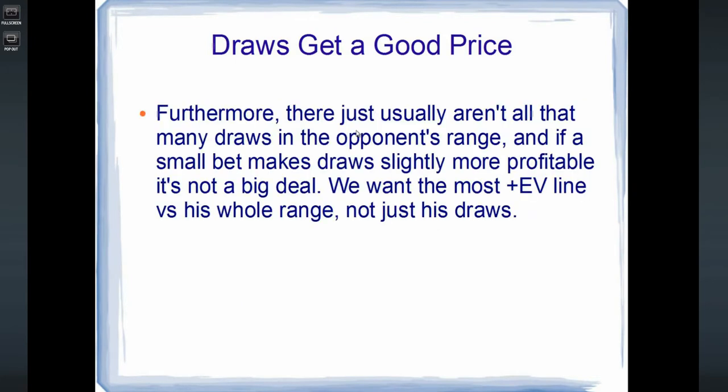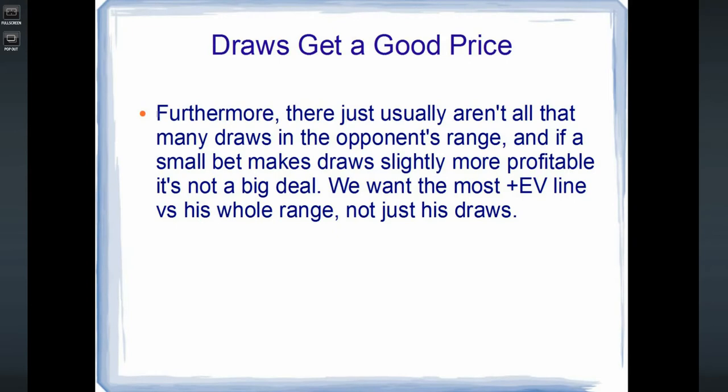So, more on draws getting a good price. Furthermore, there just usually aren't all that many draws in the opponent's range. And if a small bet makes draws slightly more profitable, it's not a big deal. We want the most plus EV line versus his whole range, not just his draws. People have gotten a lot better at poker in the last few years, but it's still a micro stakes leak that I've seen when I answer hand histories in the micro stakes forum, where people are just paranoid about giving the draw odds. And it's still something you see among even pretty good players, where they get too captivated on whether or not the draw has odds to call.